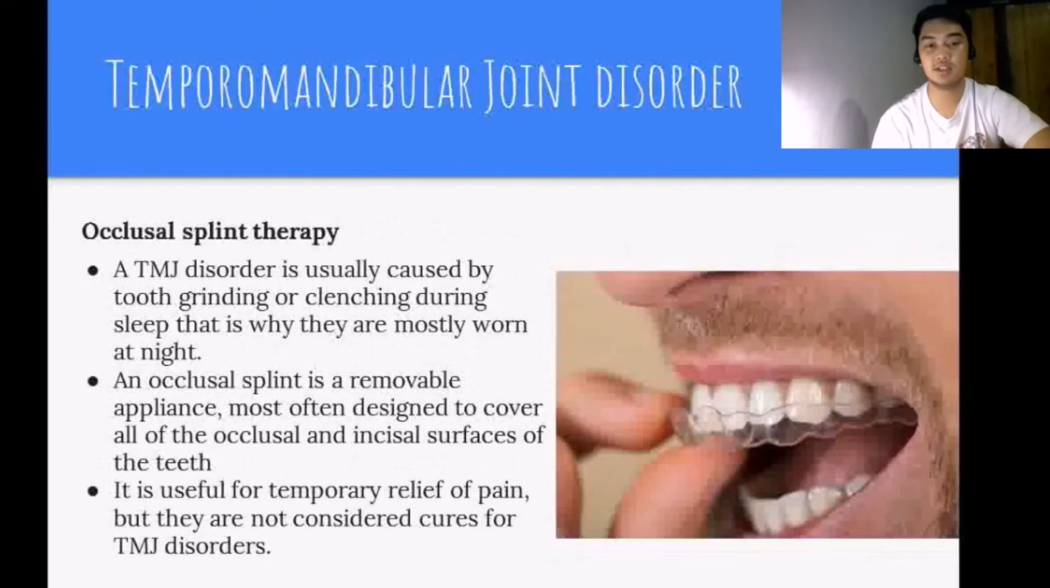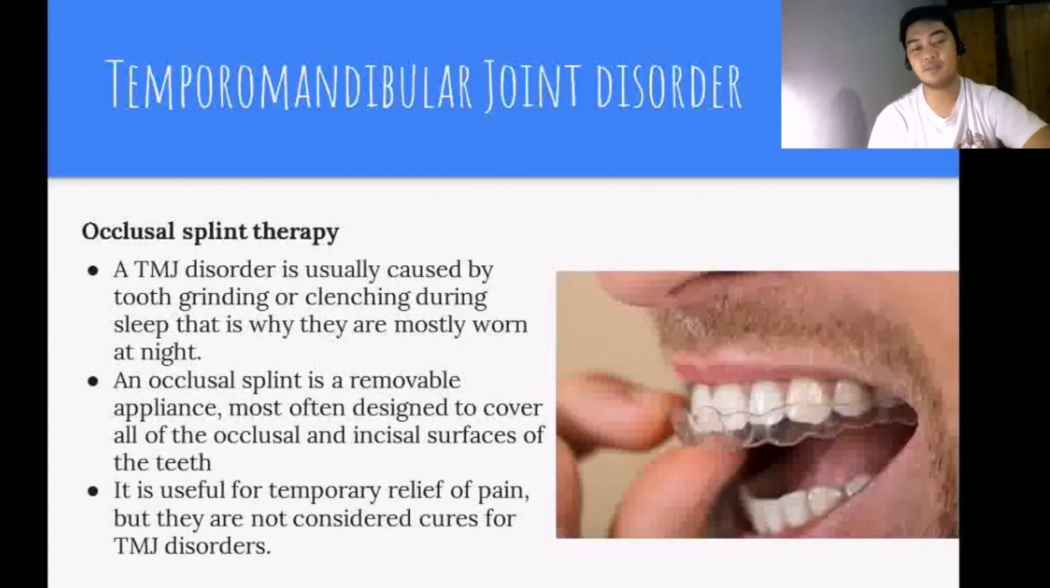So the next one is the occlusal splint therapy. A TMJ disorder is usually caused by tooth grinding or clenching during sleep. That is why they are mostly worn at night. An occlusal splint is a removable appliance, most often designed to cover all of the occlusal and incisal surfaces of the teeth.